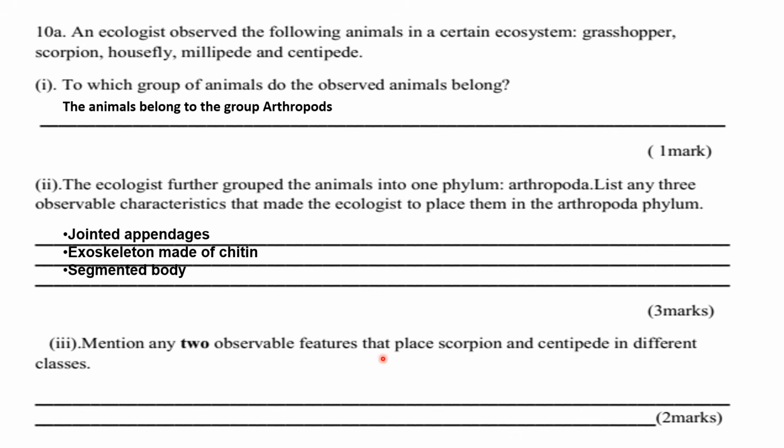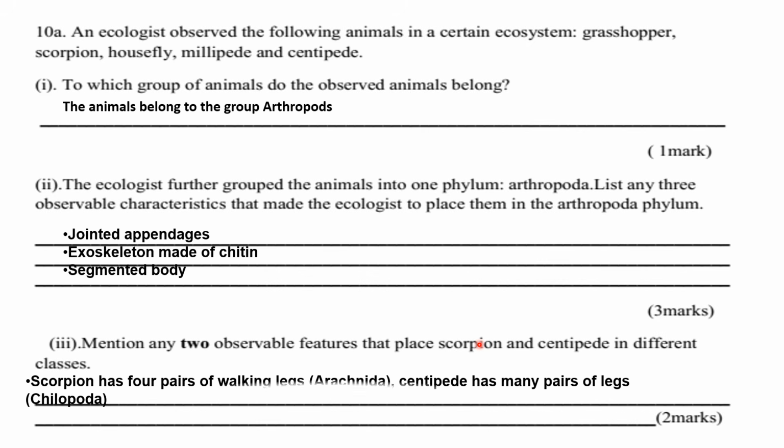Mention any 2 observable features that place scorpion and centipedes in different classes. So scorpions and centipedes don't belong to the same class for some reason, simply because the scorpion has 4 pairs of walking legs. Because of that, it belongs to its own group called Arachnida. Centipedes, on the other hand, have many pairs of legs belonging to Chilopoda.